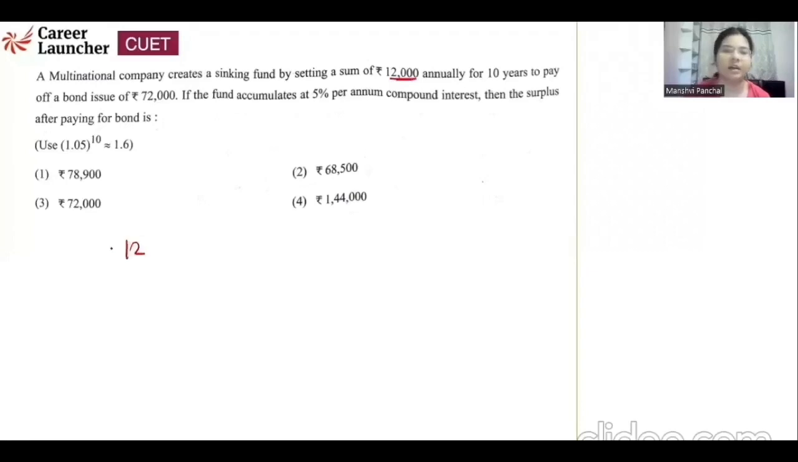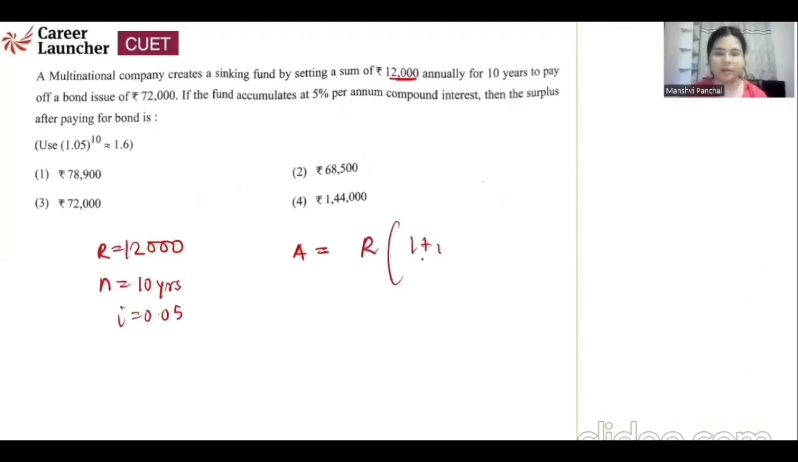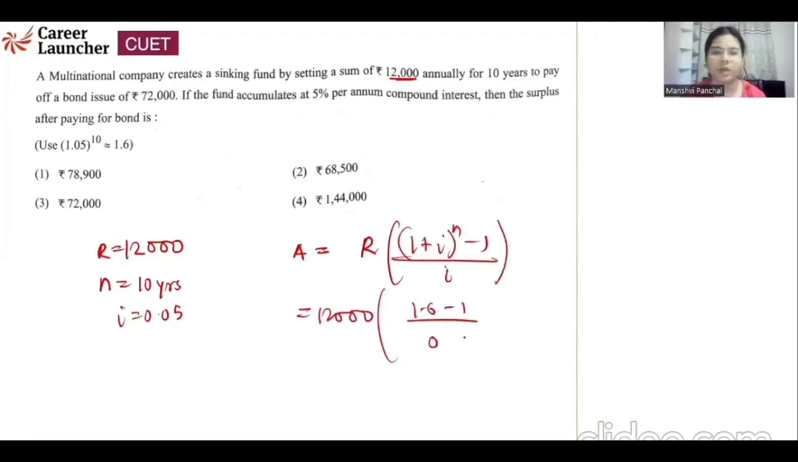So R is your 12,000, right? N is your 10 years and 5% compound per annum interest. So i will be your 0.05. It means A will be R into (1 plus i) raised to the power n minus 1 upon i. Right, now R is 12,000. (1 plus i) raised to the power n, they have given it as 1.6, minus 1 upon 0.05.